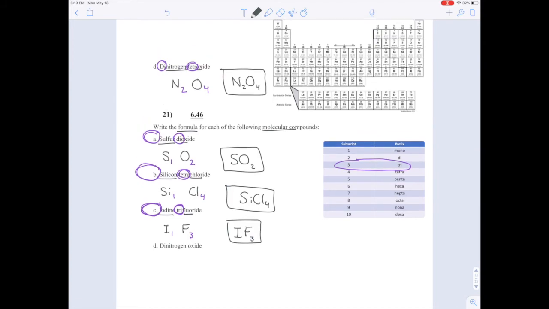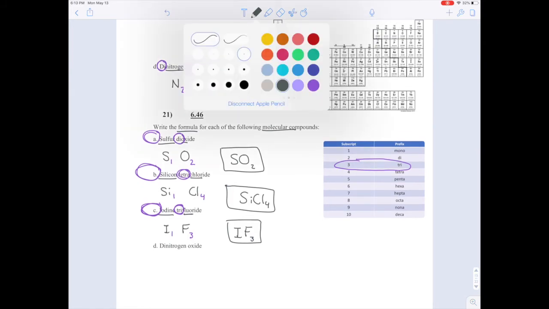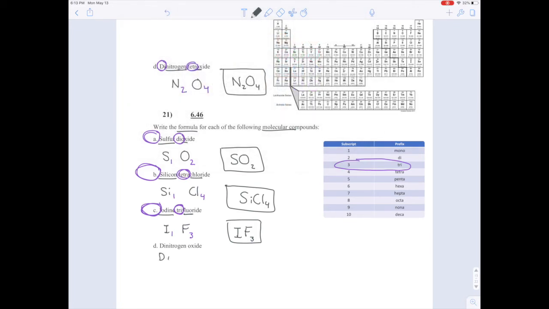All right, last but not least, D. So dinitrogen oxide. Now technically this should be dinitrogen monoxide. So let's actually write that in. Dinitrogen monoxide.